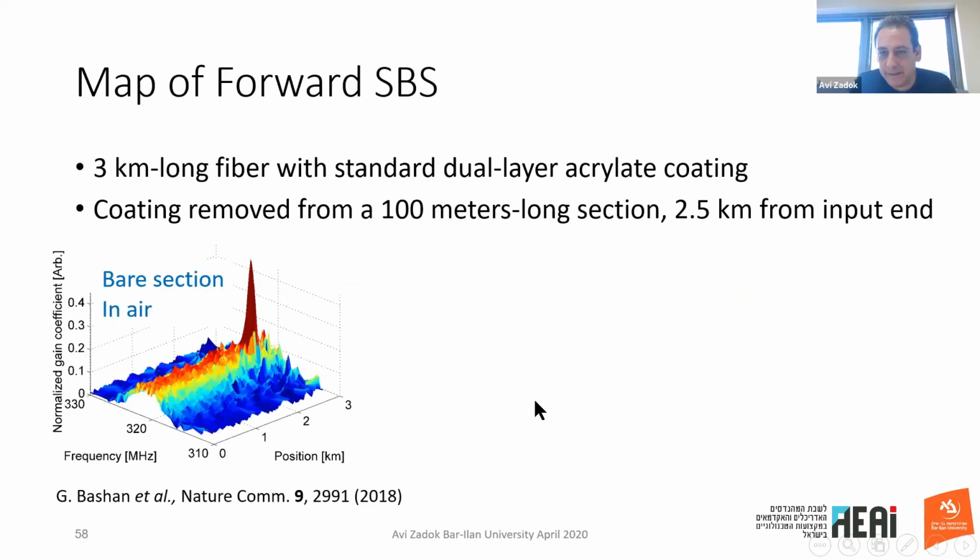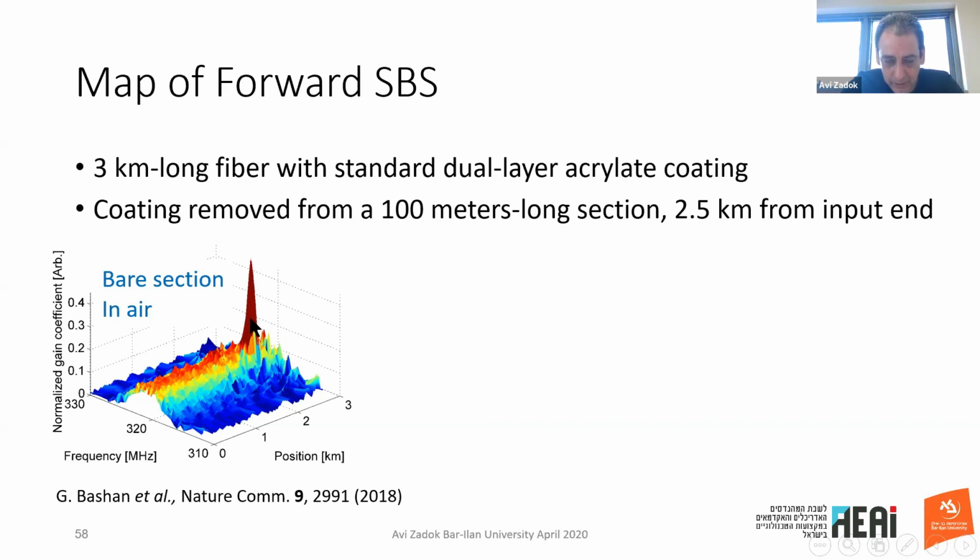And I leave you with just one last measurement. I told you we like distributed maps, so we could do that in the case of measurements outside the fiber as well. These are maps of position again, frequency, and Brillouin gain. In this case, frequency is much lower. It is the frequency of these transverse optical waves, so 320 megahertz. And you see here 3 kilometers of fiber, which is coated for the most part, but the coating was taken off 100 meters towards the output end.